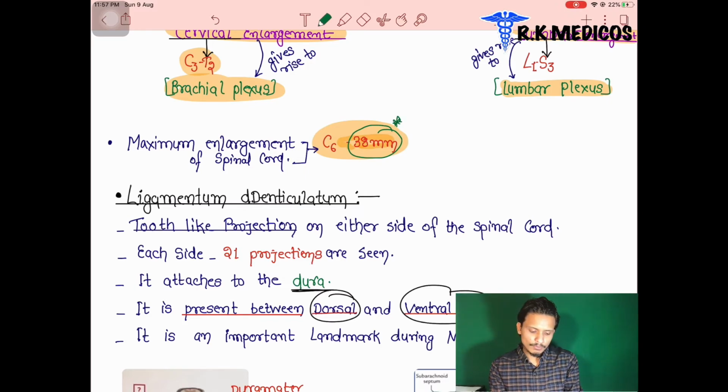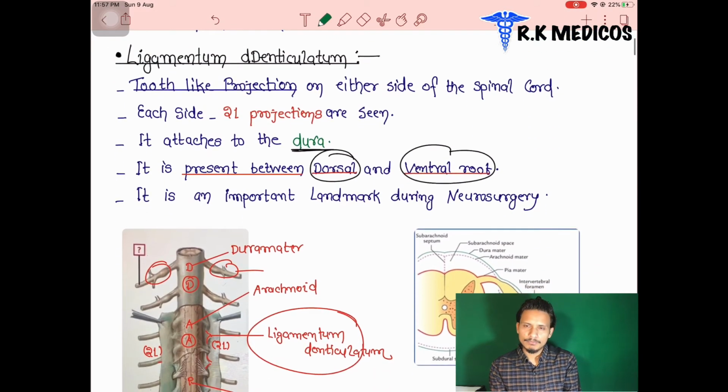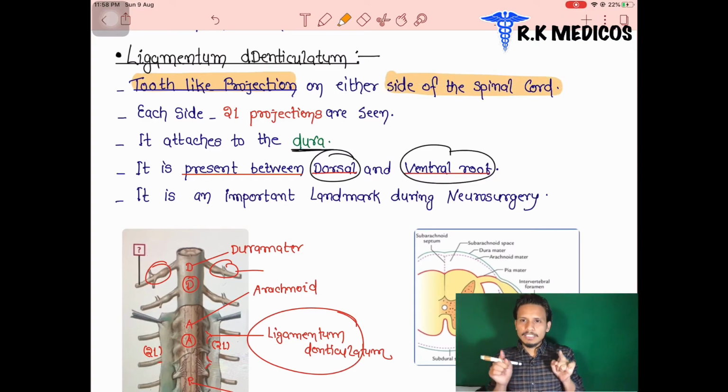Now we are going to see what the ligamentum denticulatum is. Ligamentum denticulatum is basically a tooth-like projection on either side of the spinal cord. You can memorize it: it is the tooth-like appearance from the spinal cord, and there are 21 projections seen on each side of the spinal cord.